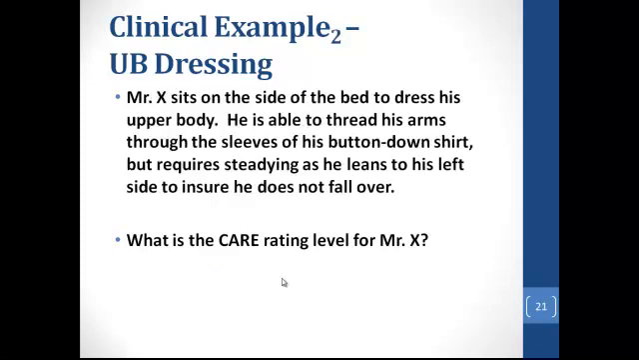Example number 2, Mr. X. He sits on the side of the bed to dress his upper body. He threads his arms through the sleeves of his button-down shirt, but requires steadying as he leans to his left side to ensure he does not fall over. So what is the care rating level for Mr. X? The best answer would be 4, supervision or touching. The patient can dress his upper body, but requires occasional touching to steady himself as he leans to his weak side, and that's necessary for safety reasons.